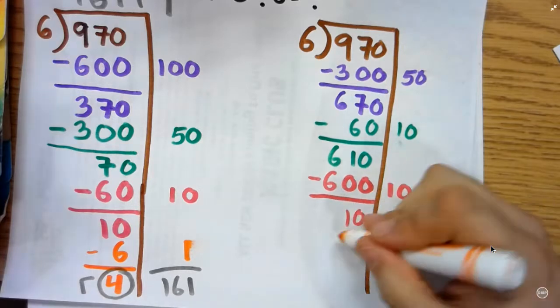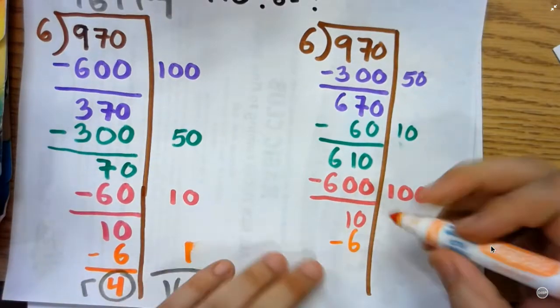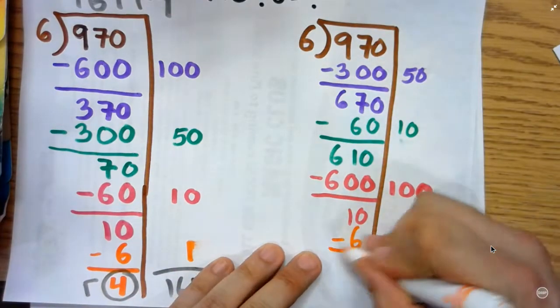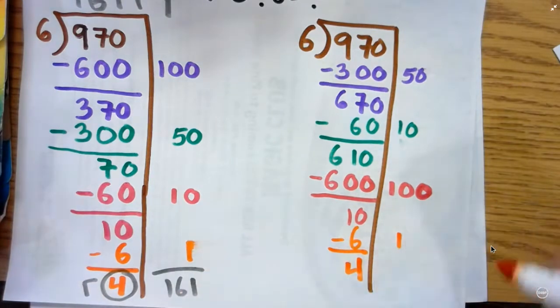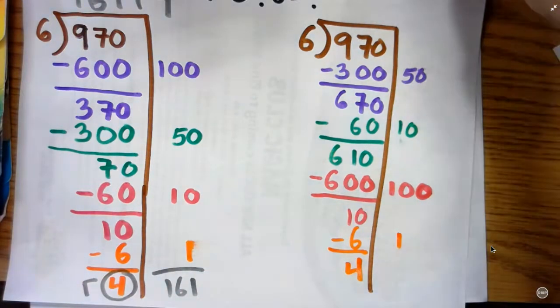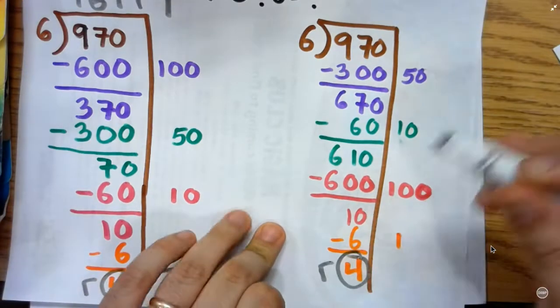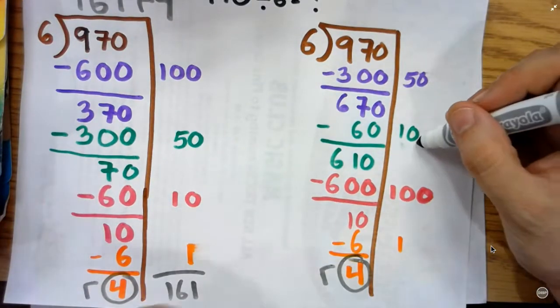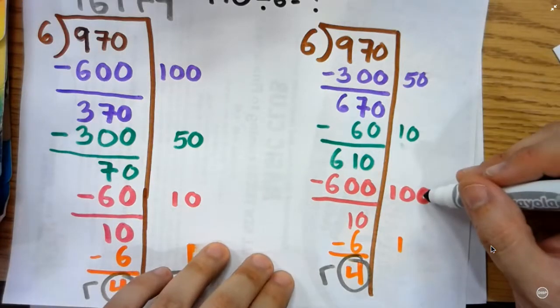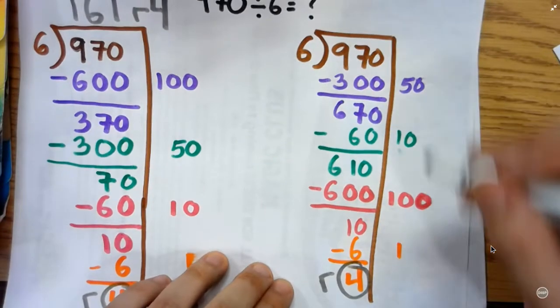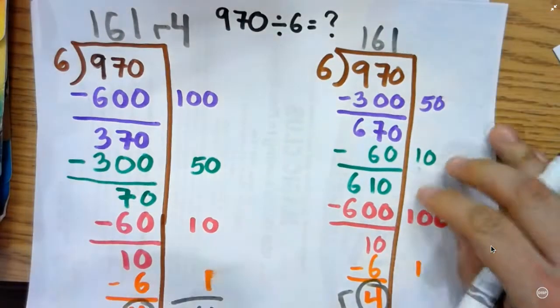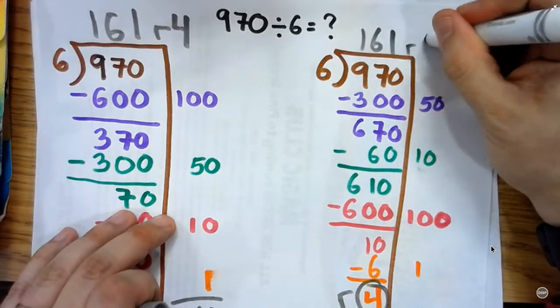This is the part now where it's all going to max up. 10 minus 6, 6 goes into 6 one time, leaving a total of 4, just like we had before. So this one, we just changed the order a little bit. That's my remainder. And if we add up, 50 plus 10 equals 60, plus 100 equals 160, plus 1 equals 161. So in this example, with a remainder of 4.